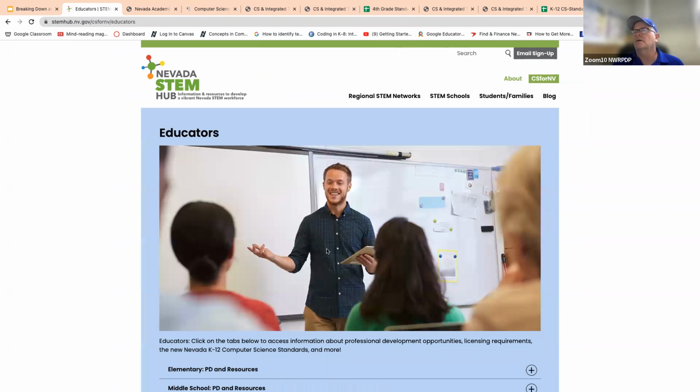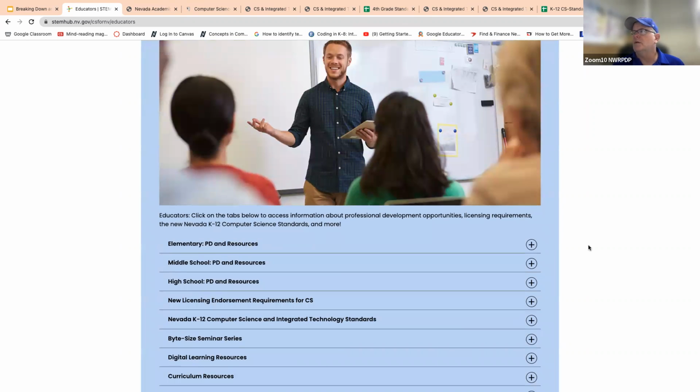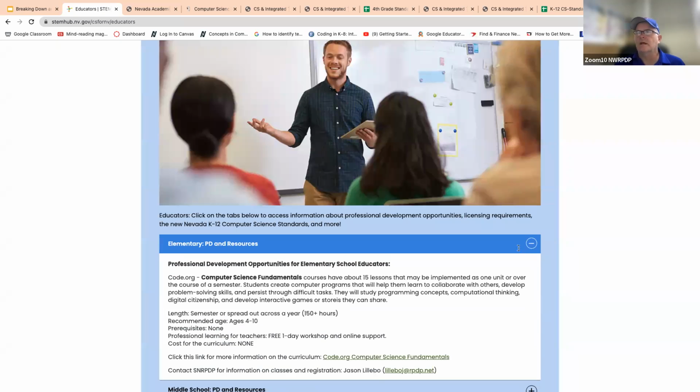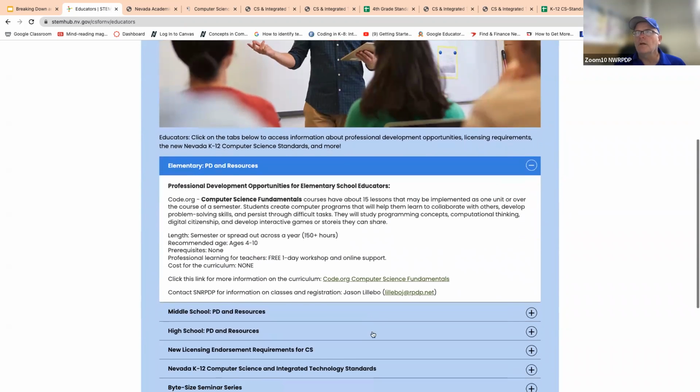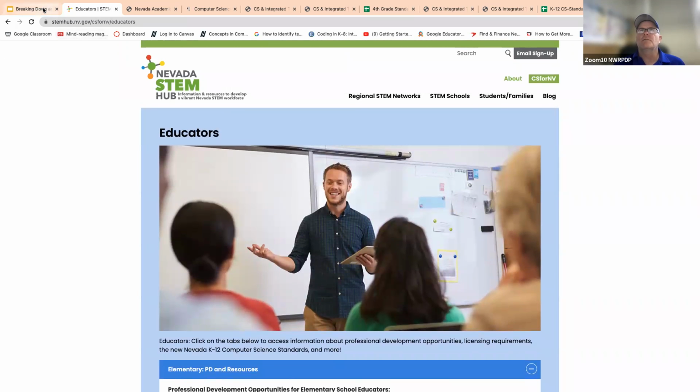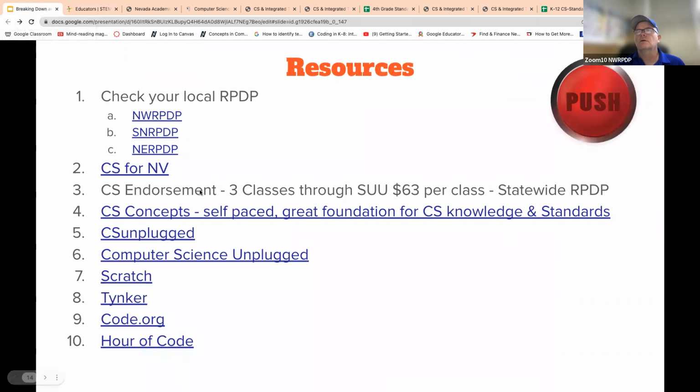Let's go look here real quick. So you also have PD resources, so check that out. Whatever they have, code.org, they have a class there that you can go look at. So that's one resource for you. The one that I particularly like is going to be this one.